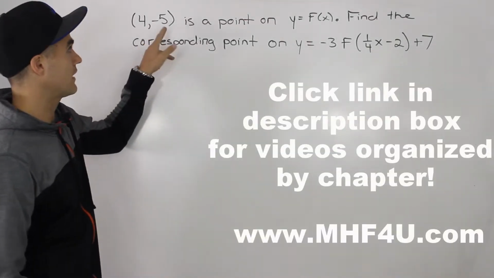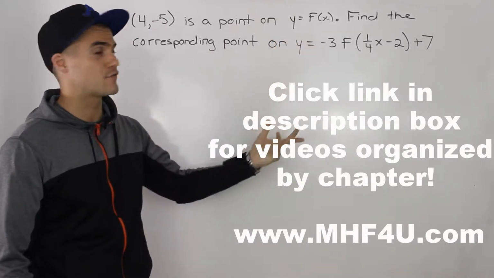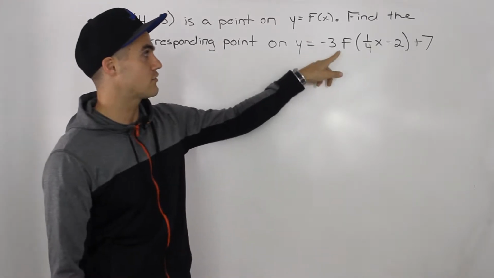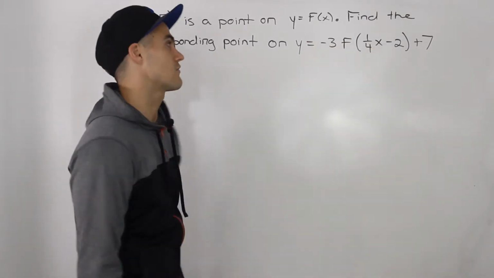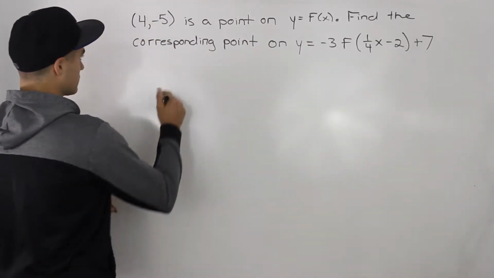So we got 4 and -5 as a point on the function y is equal to f of x, and we have to find the corresponding point on y is equal to -3 f of 1 over 4x minus 2 plus 7. Okay, so let's sort of show visually what's going on.